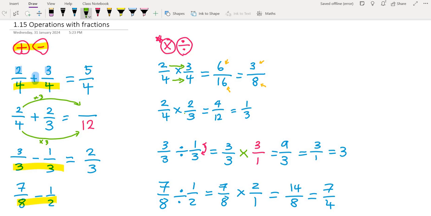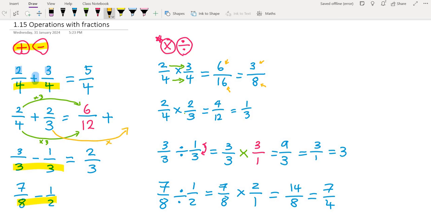If we're doing the same operation to the bottom and the top, the fraction actually stays the same, even though the numbers are different. So 2 times 3 is 6. Now 2 over 4 became 6 over 12. And the plus stays.